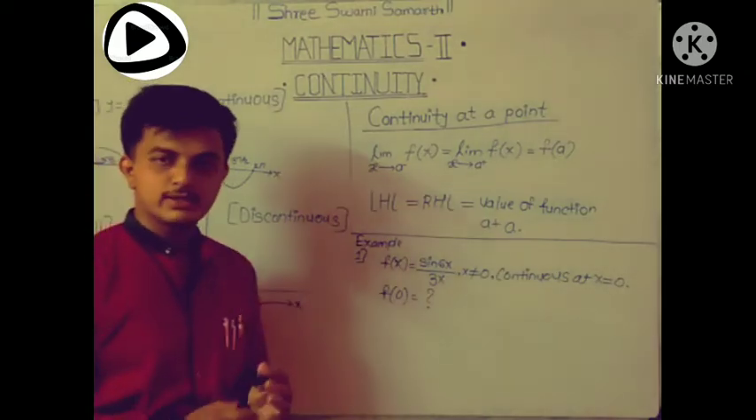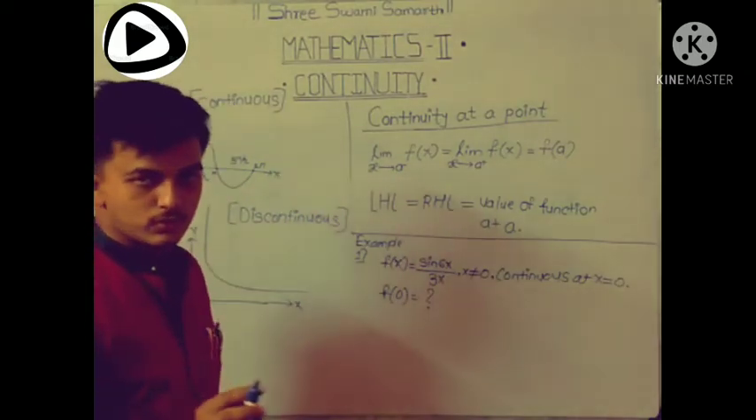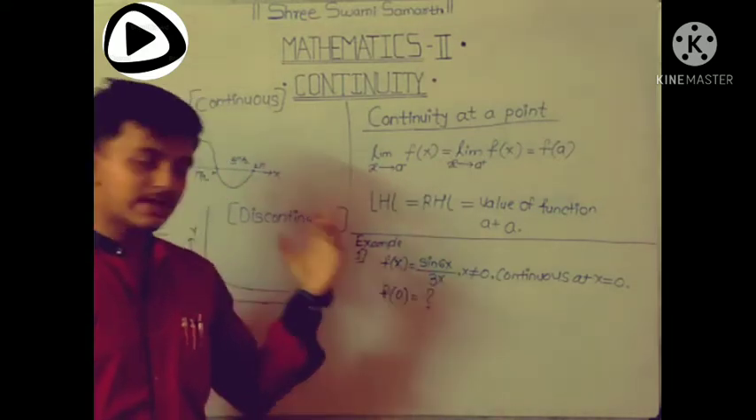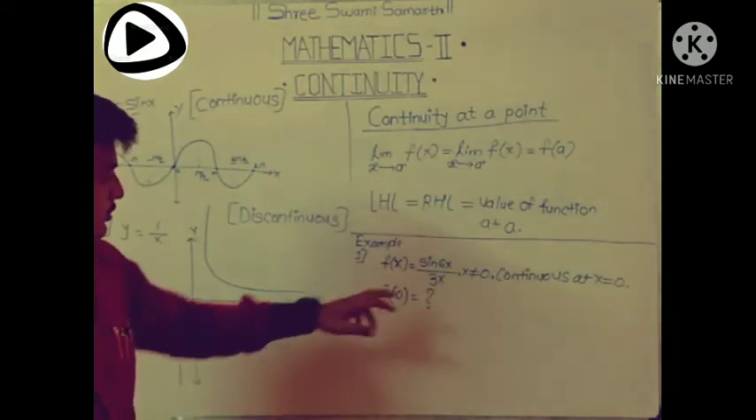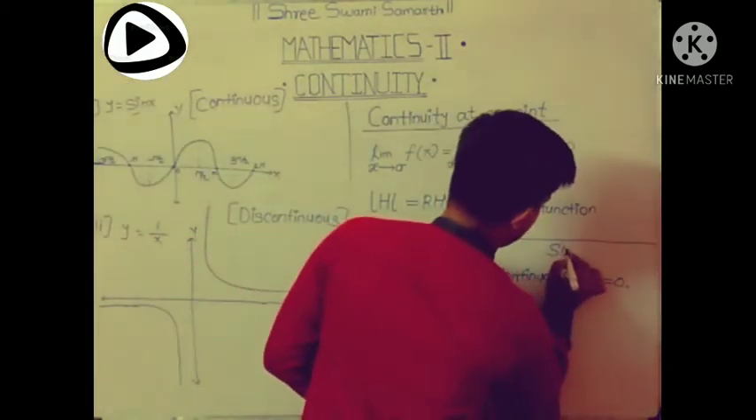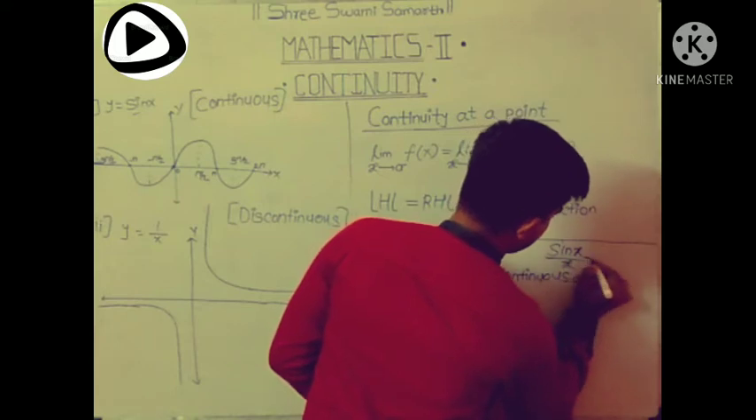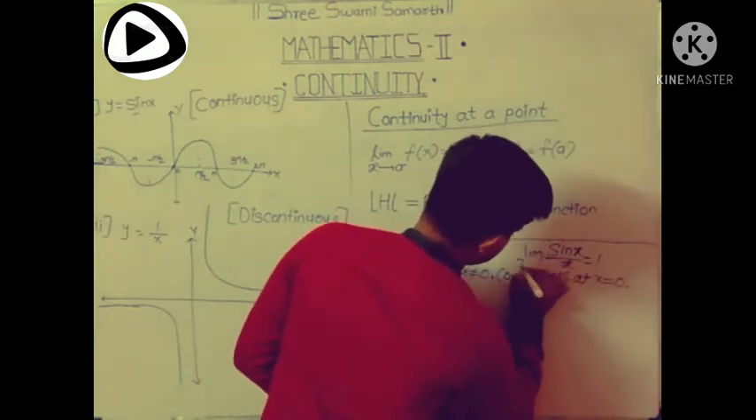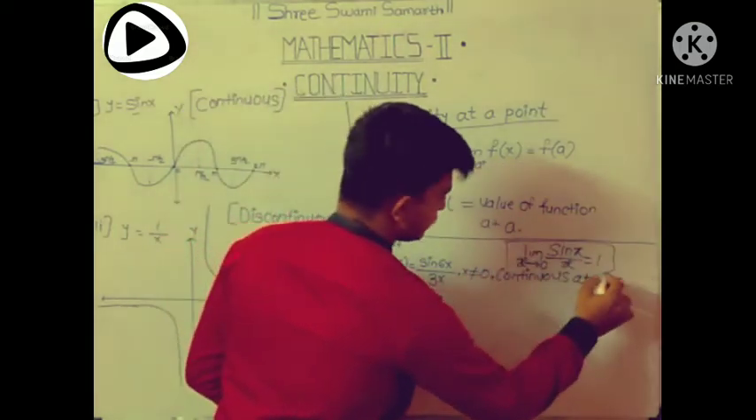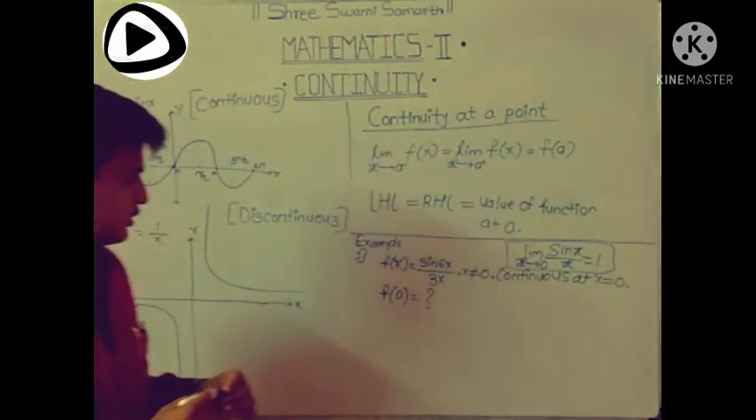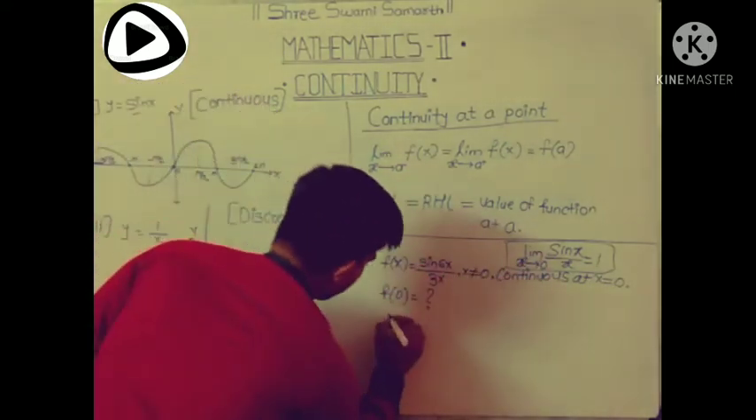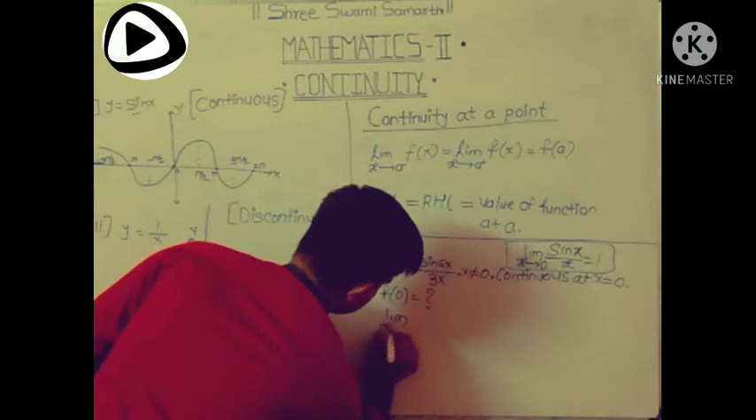So let us consider x tending to 0, and if you look at this carefully, we have learned the standard results earlier. We have learned that limit x tending to 0 of sin x by x is equal to 1. This is the standard result which we have learnt earlier. So what we have to do is just use this, with x tending to 0.